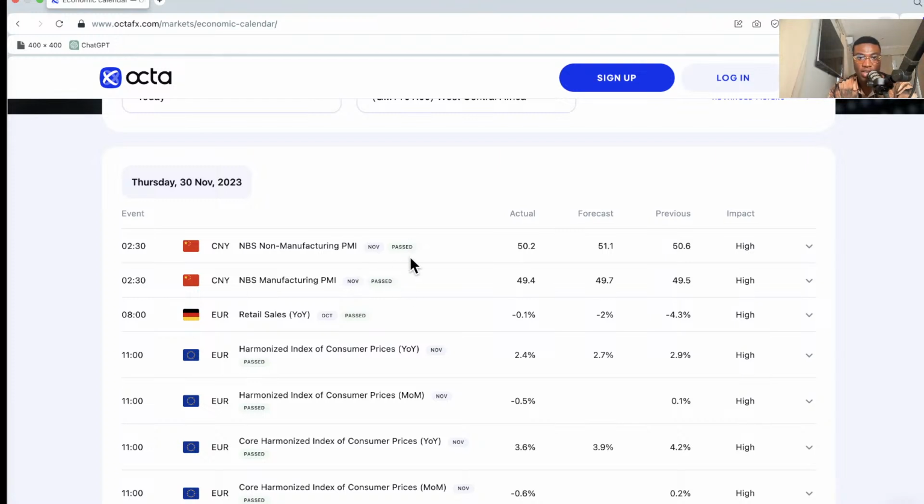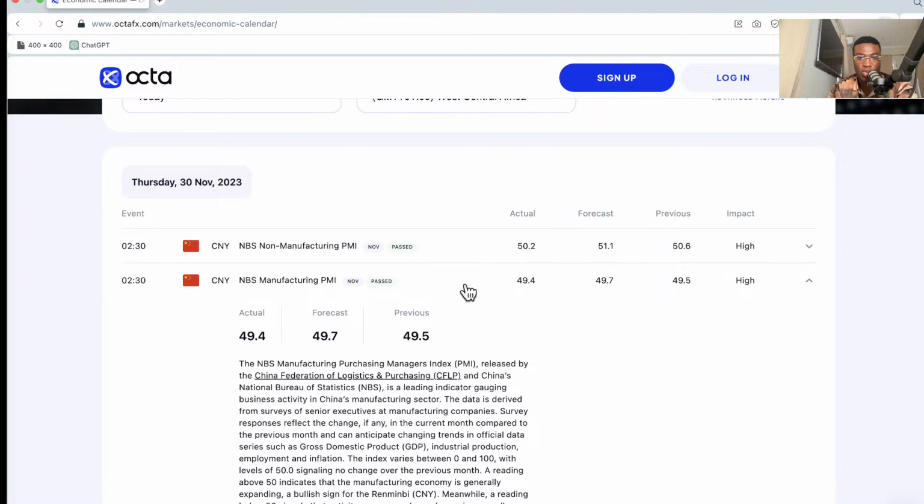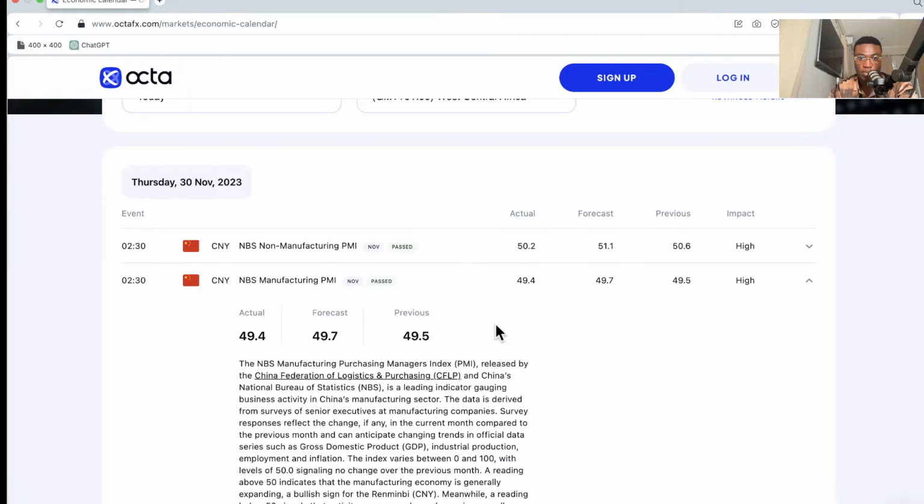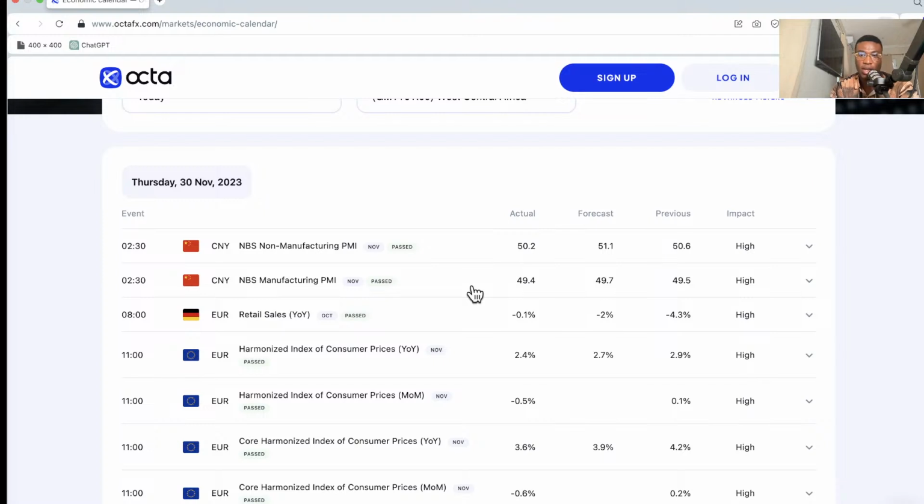Now, if you want to understand these economic events and what they mean, Octa has provided a definition. If you click on them, you can just read through and understand what impact the actual data is going to have on the domestic currency. Just like you have here, a reading below 50 signals that activity among goods producers is generally declining, which is seen as bearish for the Chinese yuan. So you can just take advantage of these definitions and the economic calendar in general to understand each of these reports.